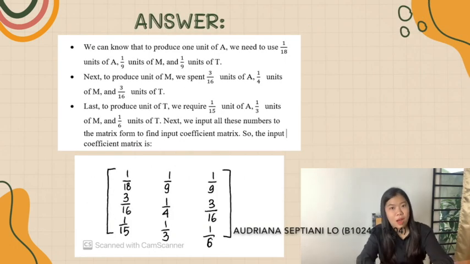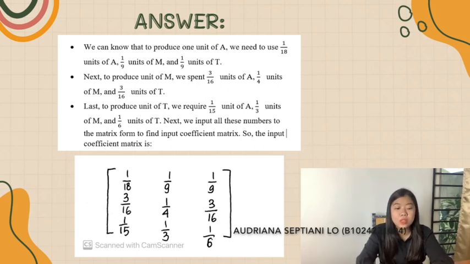From the question above, we can know that to produce 1 unit of A, we need to use 1/18 units of A, 1/9 units of M, and 1/9 units of T.